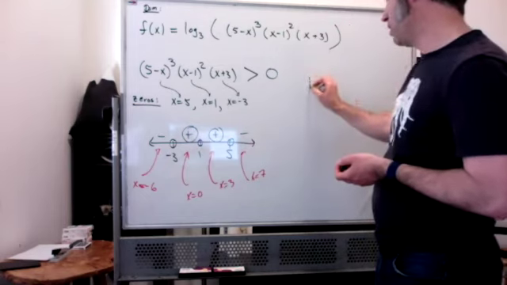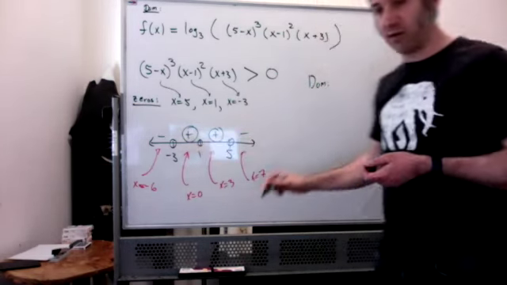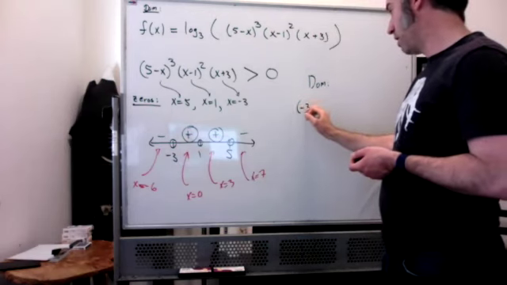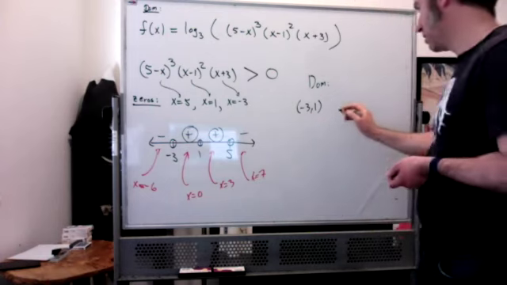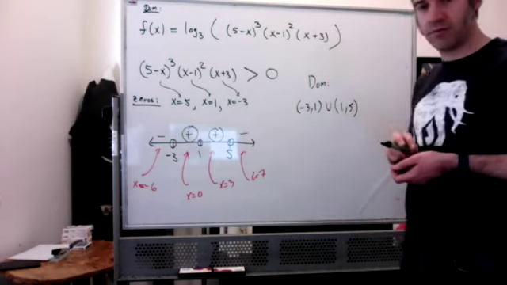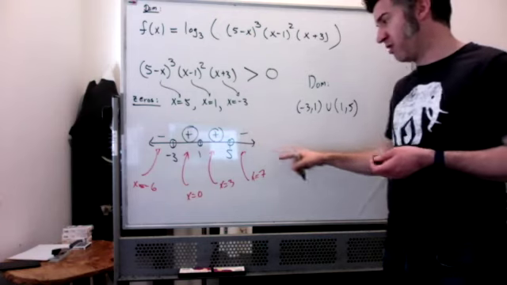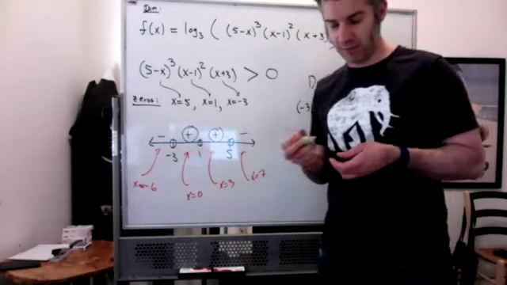So our domain here is this interval from negative 3 to 1, exclusive of either endpoint. Right? We don't want the endpoints. Union 1 to 5. We don't want anything over here because that makes it negative. We want it to be positive. We don't want anything over there for the same reason.